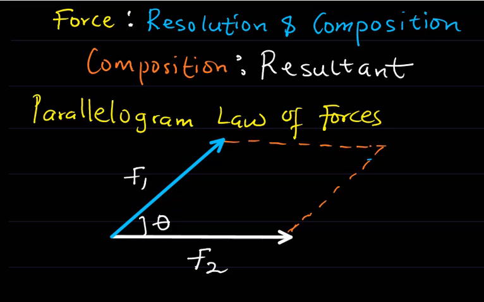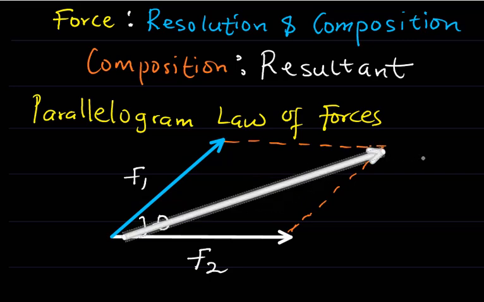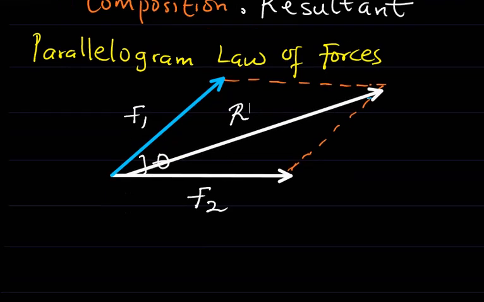So according to the law, if the adjacent sides of a parallelogram are used to represent the two forces, then invariably the magnitude and the direction of the resultant can be represented by the diagonal of the two forces that is drawn from their point of intersection. So invariably now this diagonal of the parallelogram becomes the resultant. This becomes the resultant of the two forces.